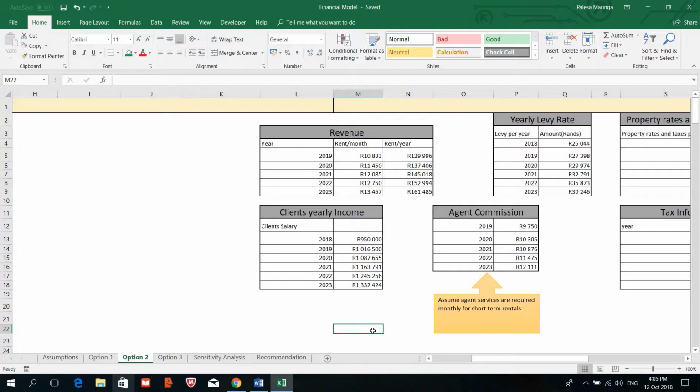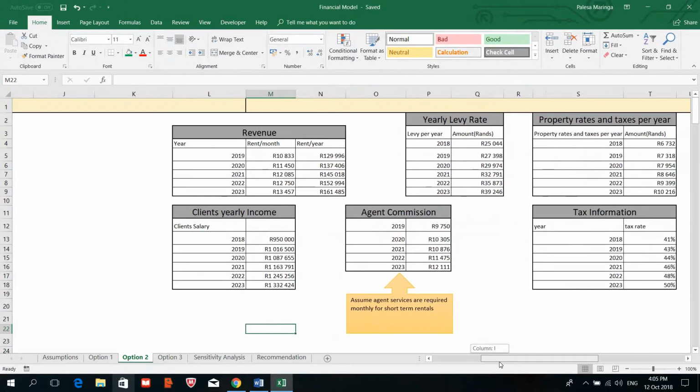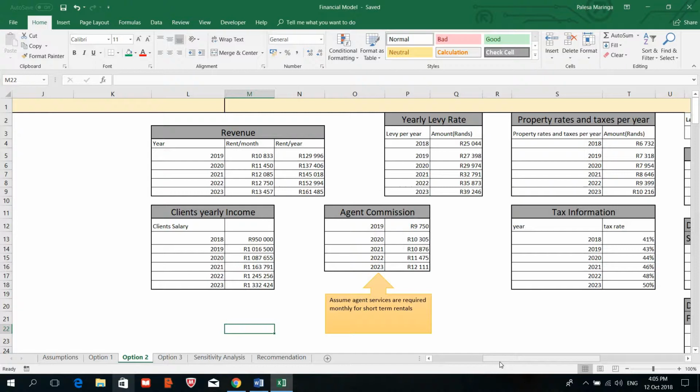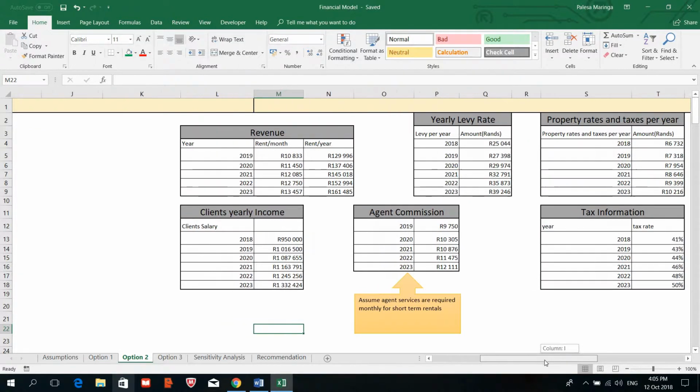Okay, the income is as it was before. It was given, increasing every year with 7%. It's important to note that the agent commission for the previous option was assumed to be for one client for the 5 years, so you only incur one commission. For this option, we assume that it's short-term, monthly rentals, meaning that you're going to need the agent on a year-to-year basis. That was assumed. The tax, again, 41%. Levies remained the same.